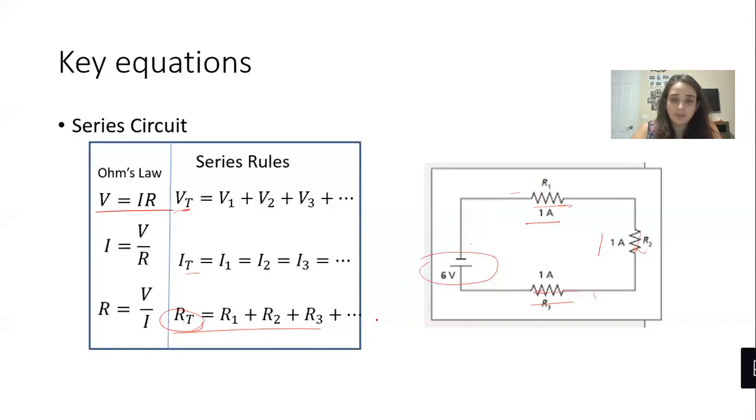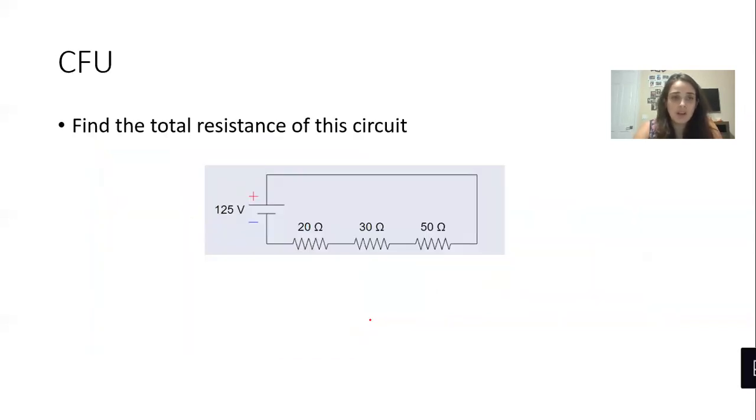Let's do a quick check for understanding. Take the next minute to find the total resistance of the circuit. Given these three resistors, what is my total resistance? Press pause.